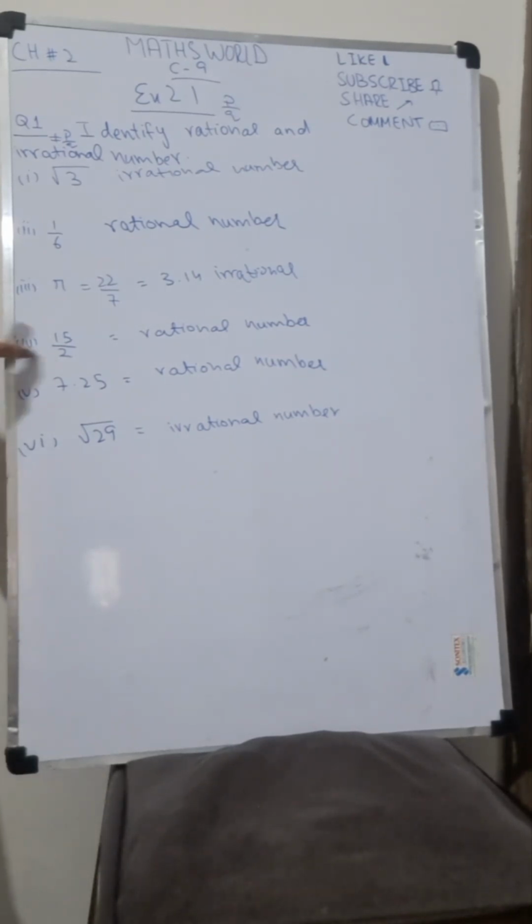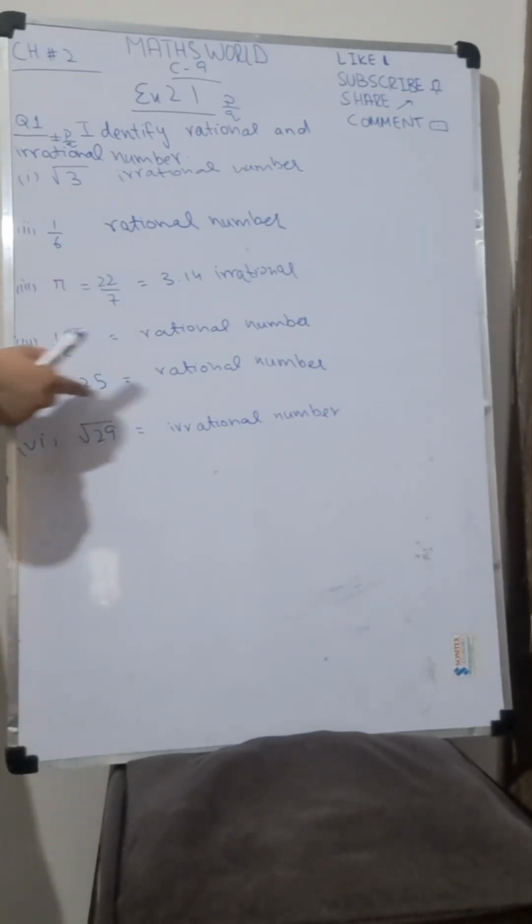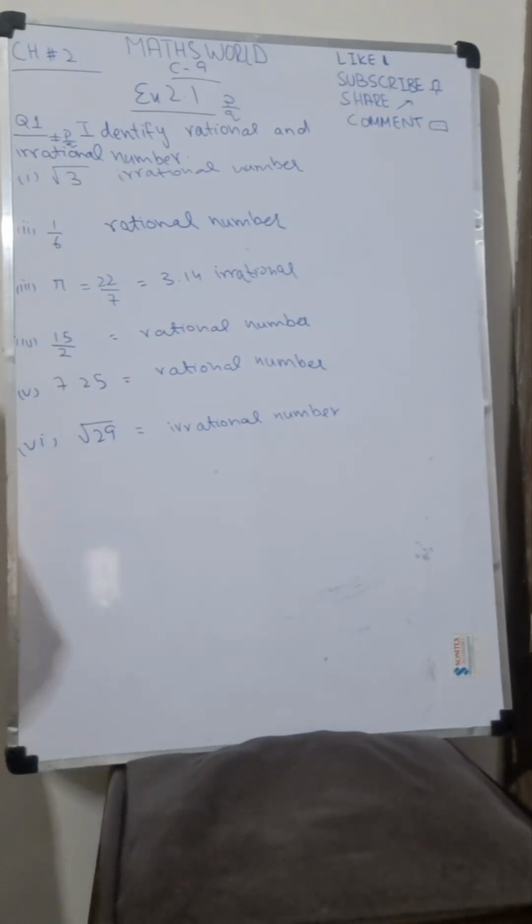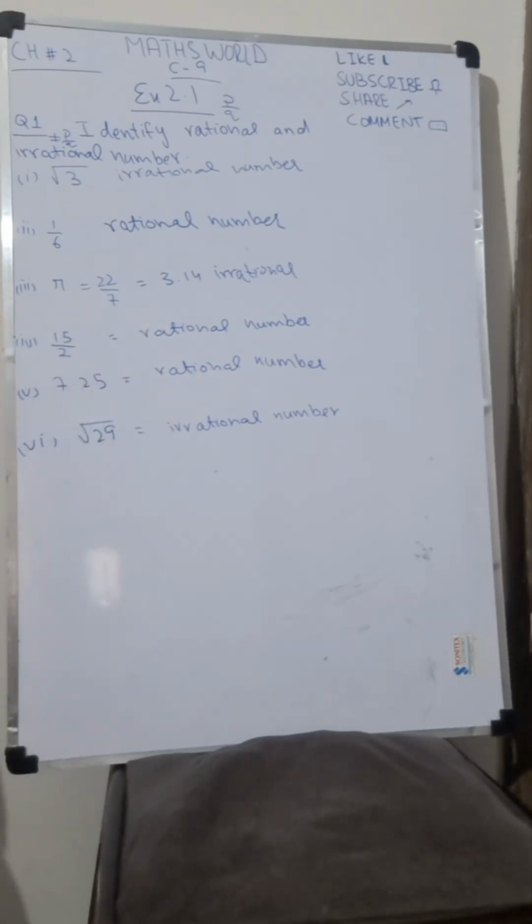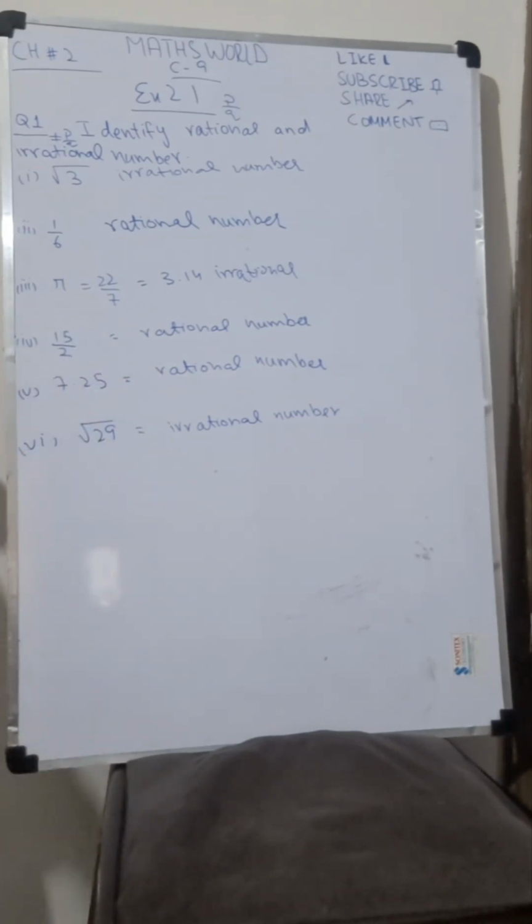Then question number 4, 15 by 2, it is in P by Q form, it is a rational number. Then 7.25, it is also in P by Q form because when you remove the point it will be in P by Q form. That's a rational number. Then under root 29 is also an irrational number because it is not in the P by Q form.